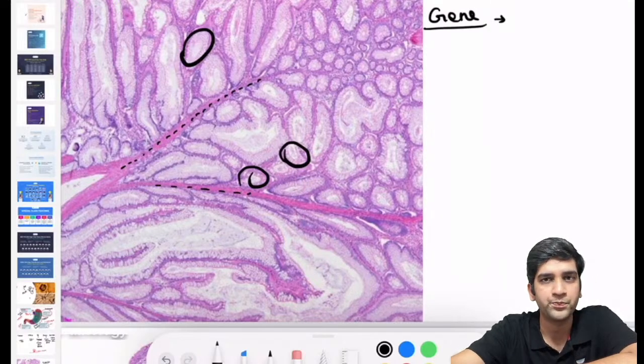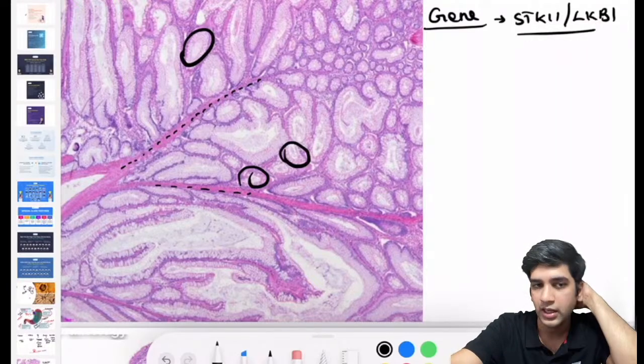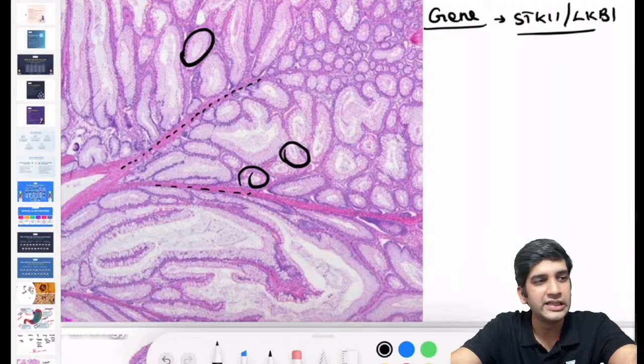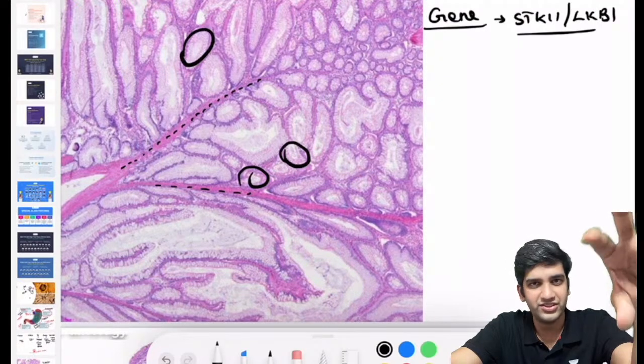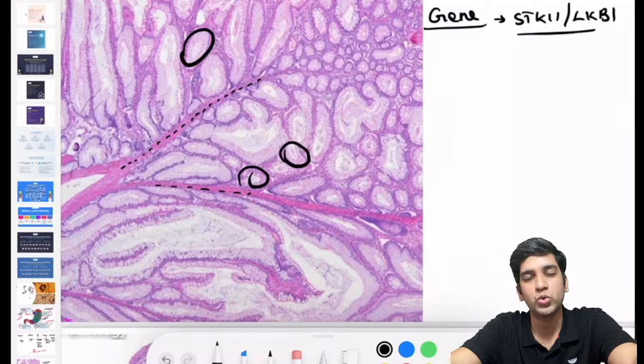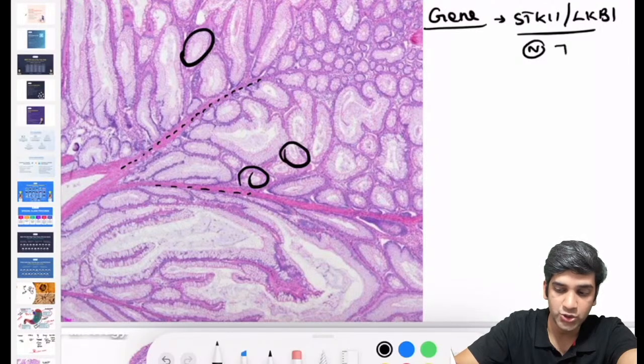The gene mutated is STK11, or LKB1, right? This is the gene mutated in Peutz-Jeghers syndrome. It's an inherited syndrome, so this gene has to be a tumor suppressor gene, right? But it has two roles. One is obviously to suppress cell division. The second one, the normal function of the gene, is to maintain polarity.